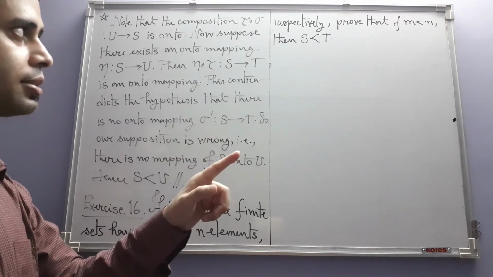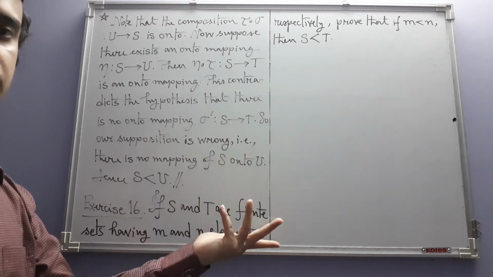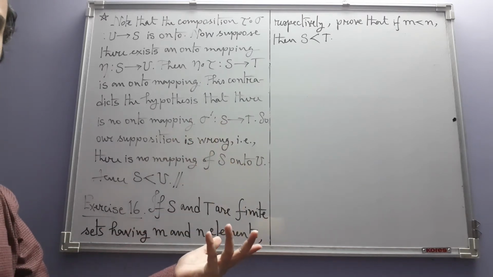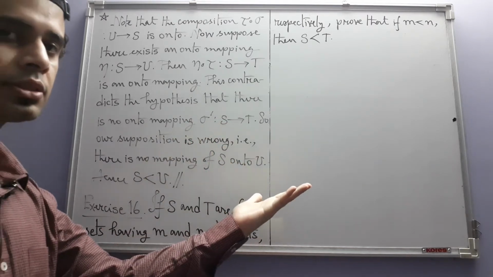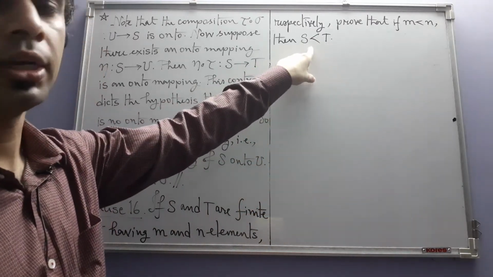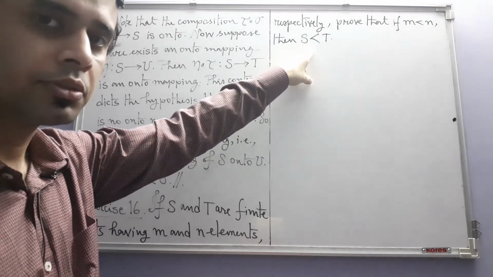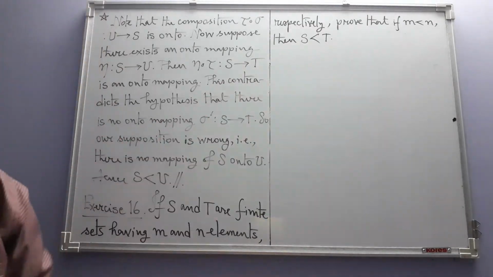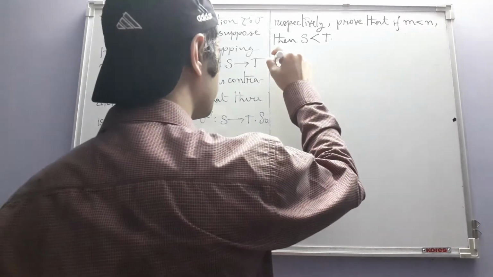If m is less than n, we have to prove that S is less than T, and to prove that S is less than T, we have to do the things accordingly. We have to produce a function that maps T onto S, and at the same time we have to show that there is no function that maps S onto T. That's what we are going to do. So here is the solution.